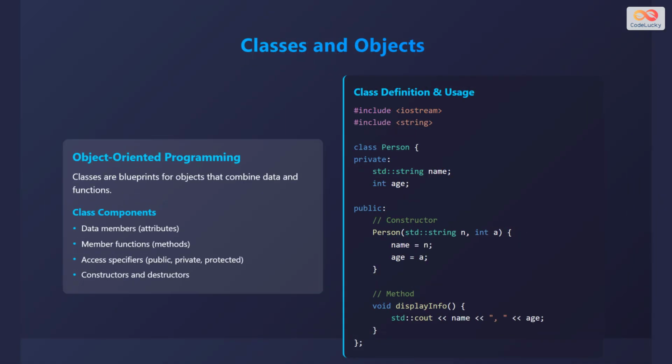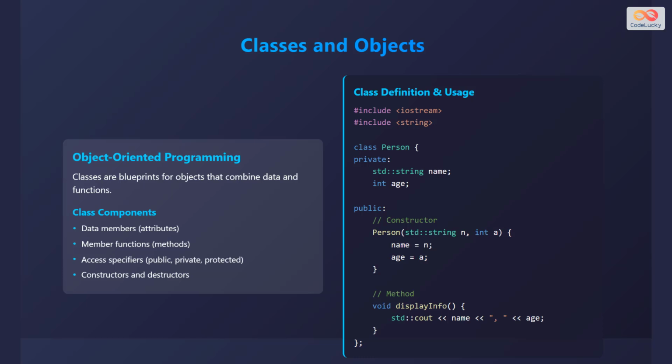Now let's discuss classes and objects in C++. Classes are blueprints for objects that combine data and functions. This is known as object-oriented programming. Classes have data members, which are attributes, member functions, which are methods, access specifiers such as public, private, and protected, and constructors and destructors. Here's an example of class definition and usage.